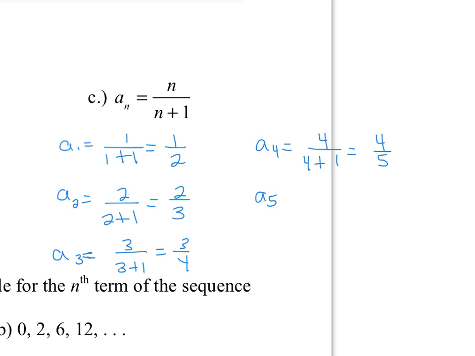And the fifth term is 5/6. And then the last of the first 6 that we were told to find would be 6 divided by 6 plus 1, or 6/7.